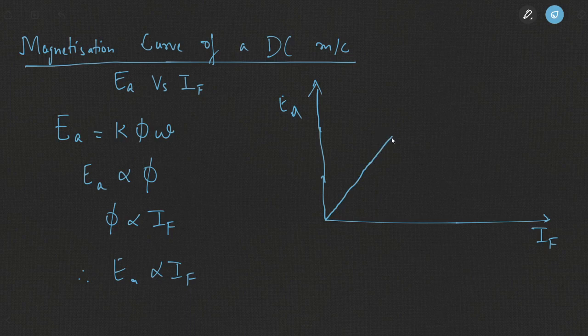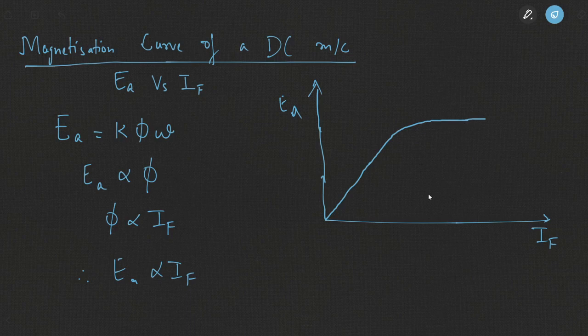Now, after some time, what will happen? The increase in flux will no longer be possible, even if we increase the magnitude of field current IF. The machine basically achieves saturation. As we know, there is a magnetic saturation beyond which flux will no longer increase in the machine. Since flux will no longer increase, that means EA will become constant now, irrespective of increased IF in the field windings of the DC machine.